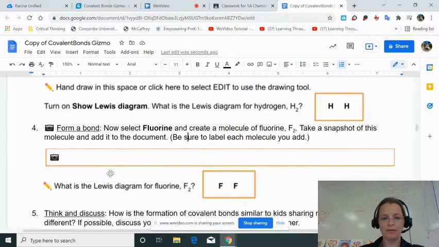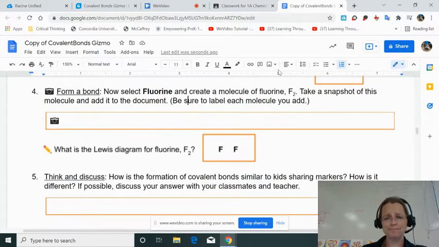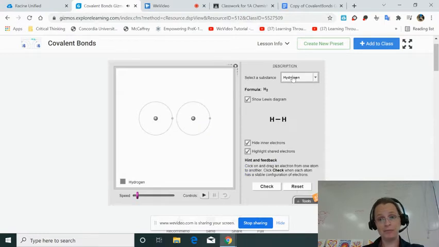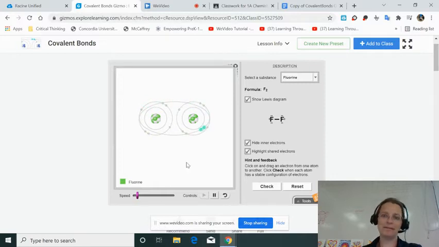Now select fluorine. Same thing. I'll show you. So reset and fluorine. I'm going to show you, but I'm not going to grade this part, okay? So you drag one from left to right and one from right to left. And then play. You can see these two going around both. And here's the Lewis diagram.